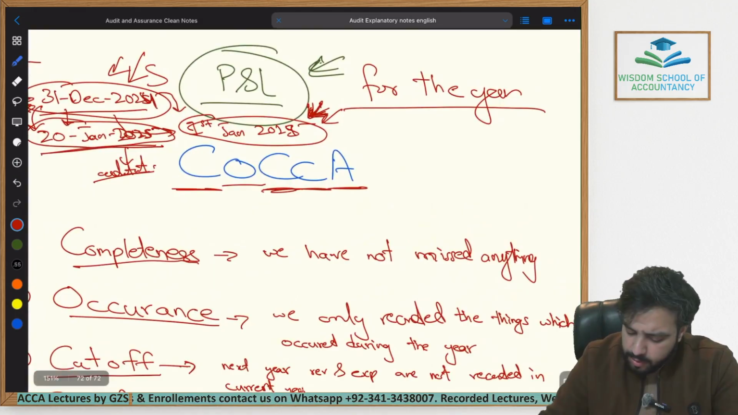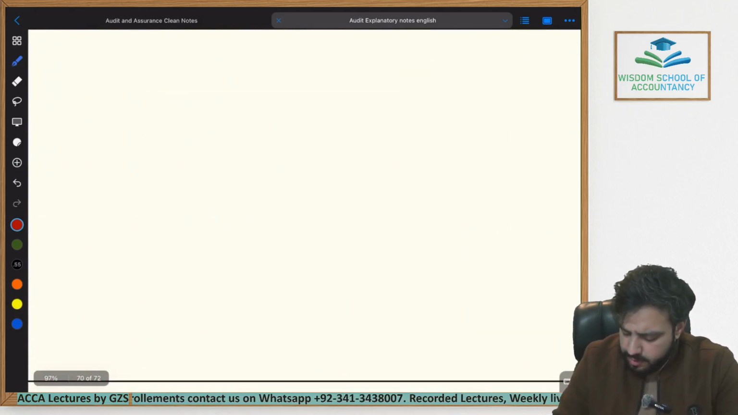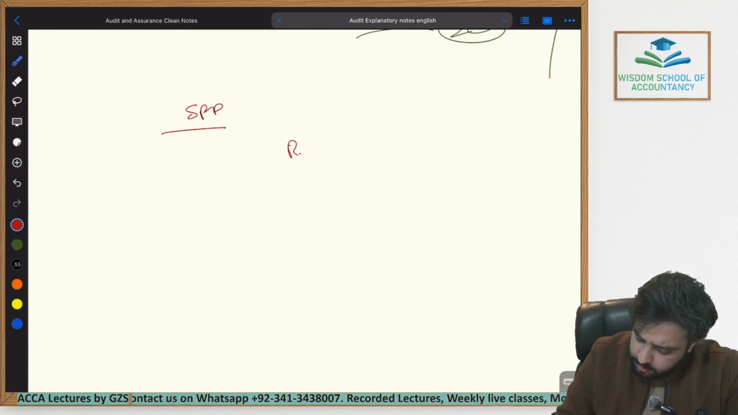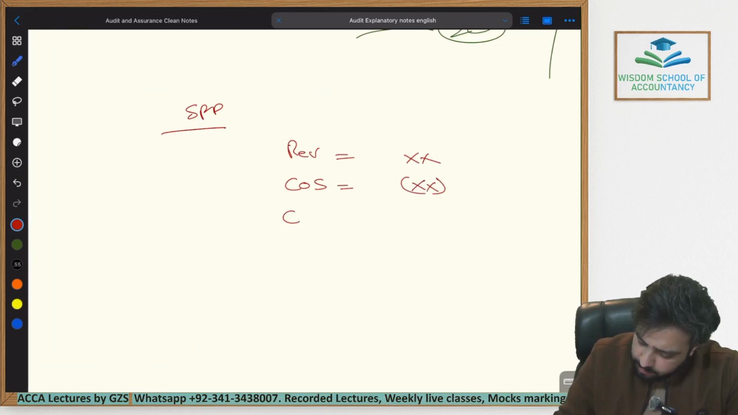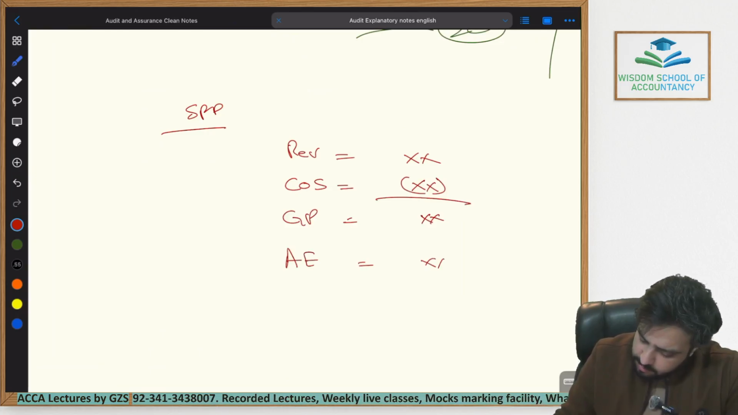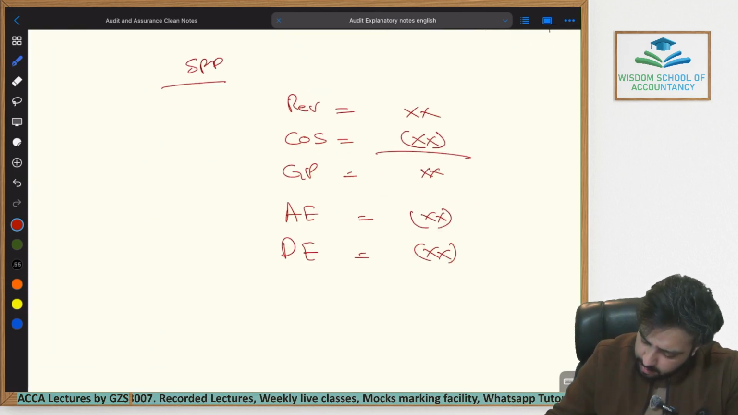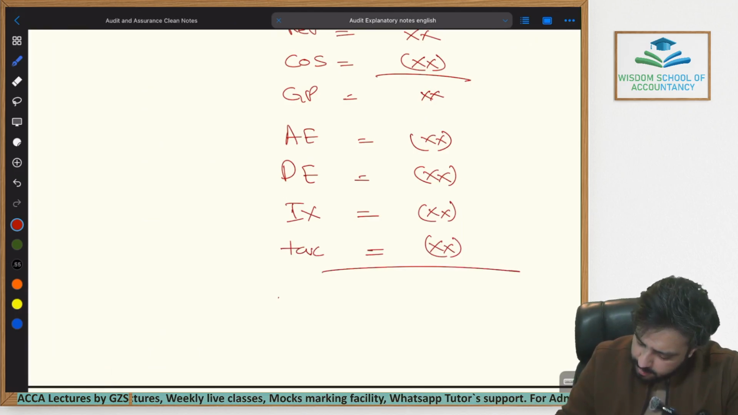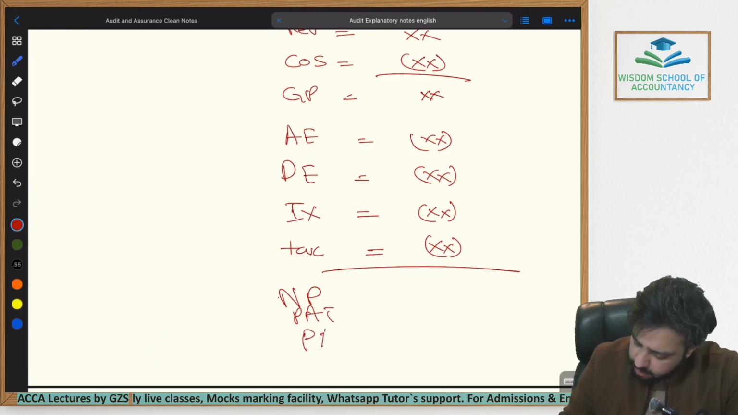How is the statement of profit and loss made, by the way? Normally the statement of profit and loss is like this: revenue, XX; cost of sales, minus it; then we have gross profit, this is the total; then we have admin expenses, AE, this is minus from the gross profit; then distribution expenses, also minus; then interest expense, also minus; then tax expense, also minus; and finally we get net profit, NP, also known as profit after tax or profit for the year.